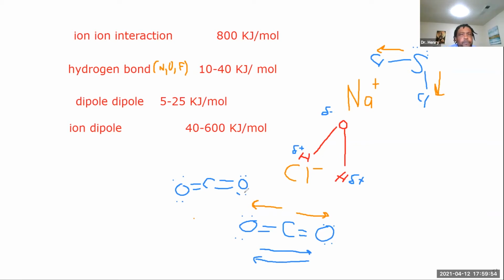So does that make sense? Okay, and so that is an example of an induced dipole. It's induced because it's only temporary, and in this case, it's being induced by its neighbor. So if we have two carbon dioxides doing it, this would be what we call an induced dipole interaction.